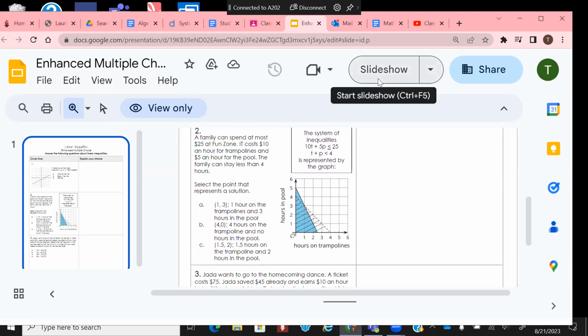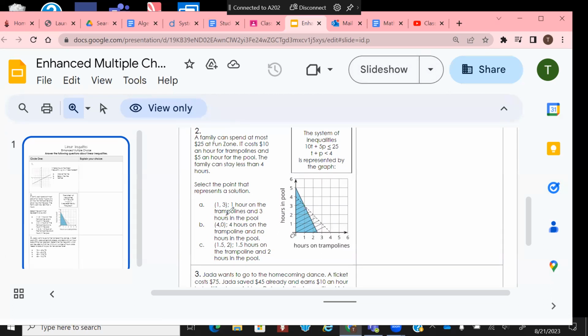Number 2. A family can spend at most $25 at Fun Zone. It costs $10 an hour for trampolines and $5 an hour for the pool. The family can stay less than 4 hours. Select the point that represents a solution. Okay, so what's the answer? A, B, or C? I heard some A's and some C's, so let's check it.